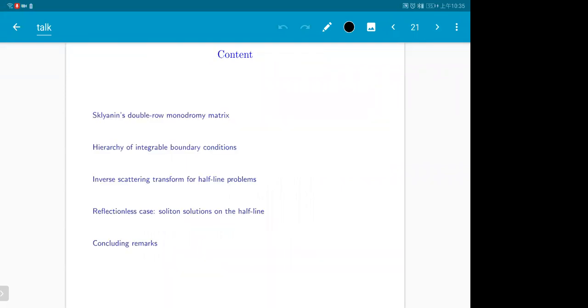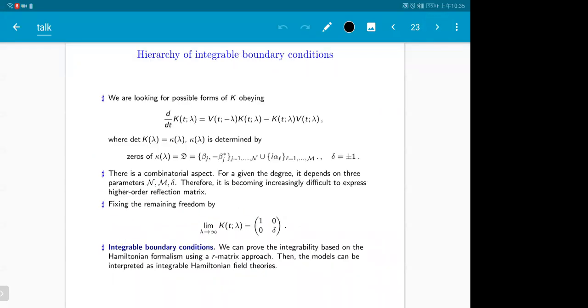Now I will show this notion of a hierarchy of integrable boundary conditions. This is the semi-discrete Lax pair for the boundary conditions. Kappa is well defined by this set of points and the parity parameter plus or minus. To compute this K, there's a combinatorial aspect because the degree depends on this N and this M, and also on the parity parameter. There's a remaining freedom in this K, so we fix this K to be of this form.